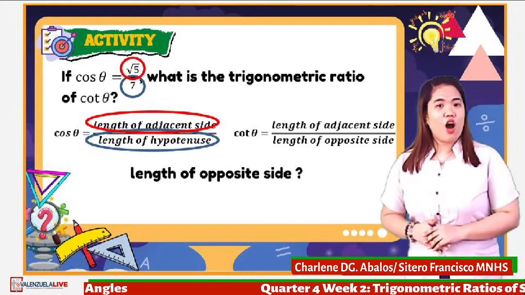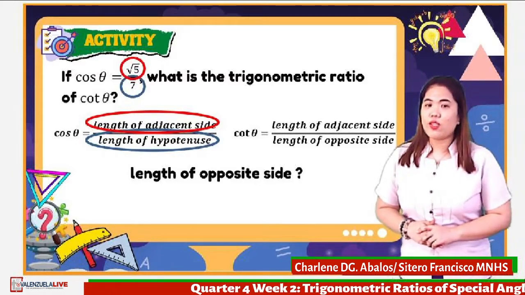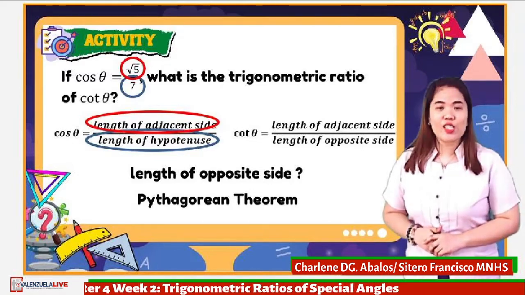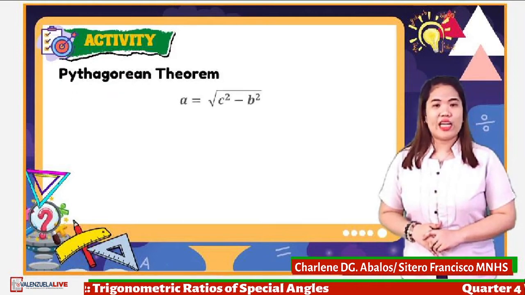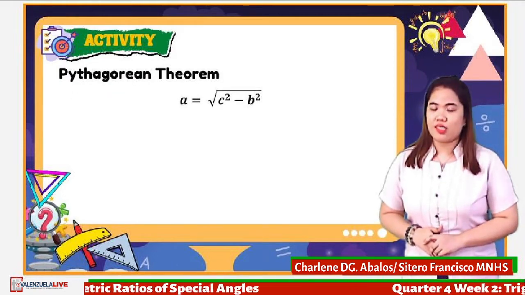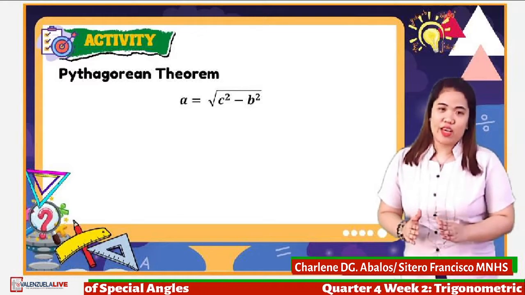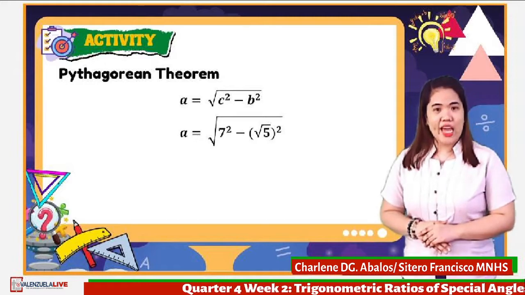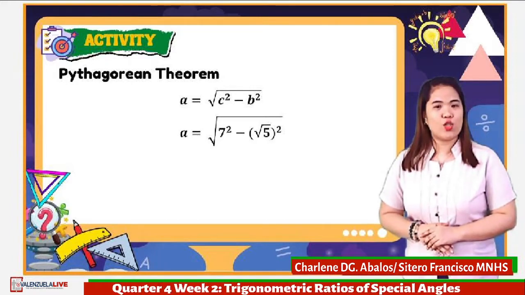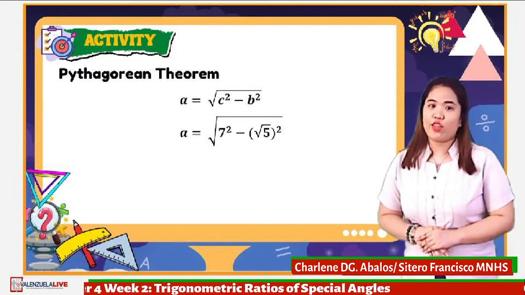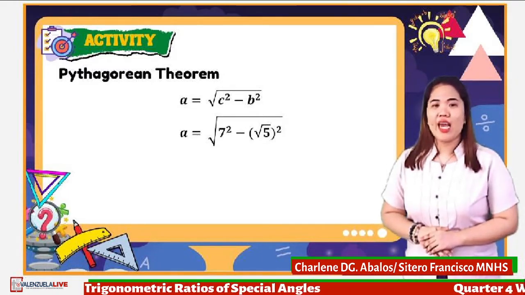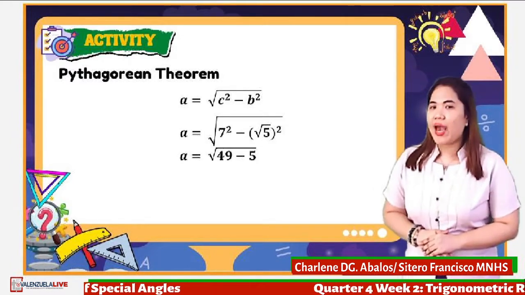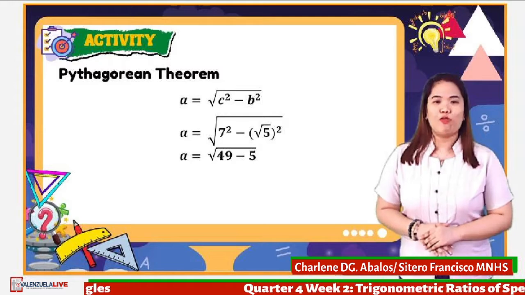To get the length of the opposite side, let's use the Pythagorean theorem. We use the formula A is equal to the square root of C squared minus B squared, since we are dealing with the length, which is the opposite side. Substitute 7 to variable C and square root of 5 to variable B. We have A is equal to the square root of 7 squared minus the square of the square root of 5. It will be A is equal to the square root of 49 minus 5. And 49 minus 5 is equal to 44.